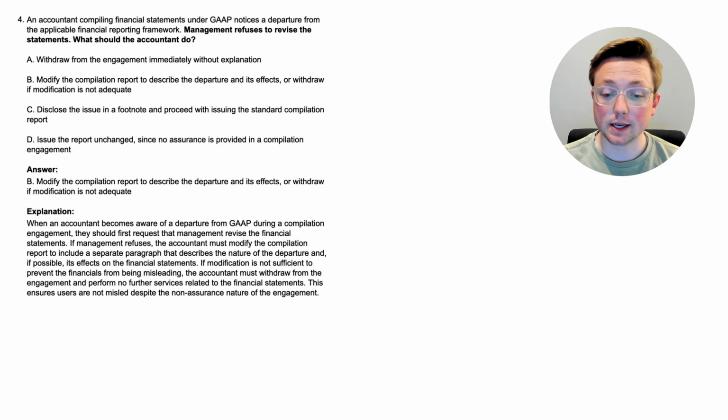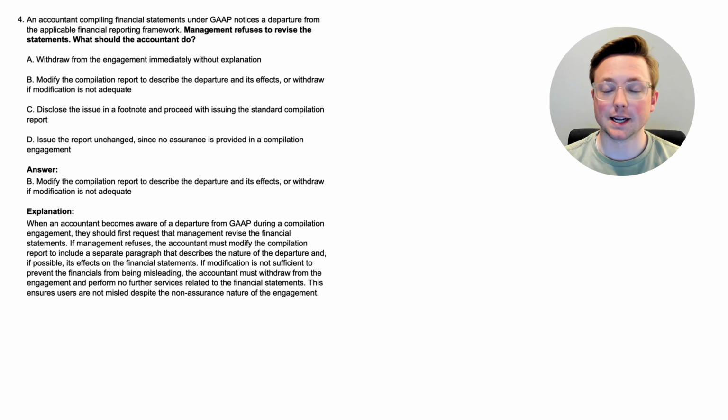If management refuses, the accountant must modify the compilation report to include a separate paragraph that describes the nature of the departure and, if possible, its effects on the financial statements. If modification is not sufficient to prevent the financials from being misleading, so if it's just way too material, it's not going to help to have that small modification, the accountant must withdraw from the engagement and perform no further services related to the financial statements. This ensures users are not misled despite the non-assurance nature of the engagement. So even though there's no assurance provided, they're still not trying to mislead users. So if management is refusing to revise things and a modification won't be enough, then the accountant should withdraw.